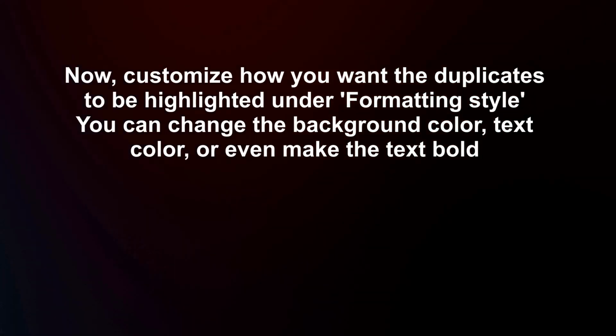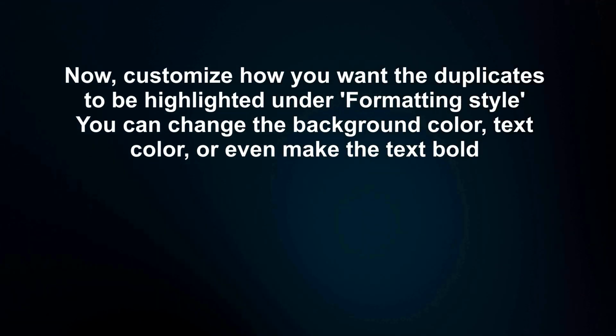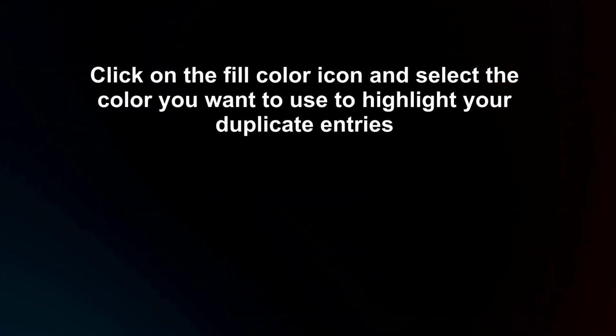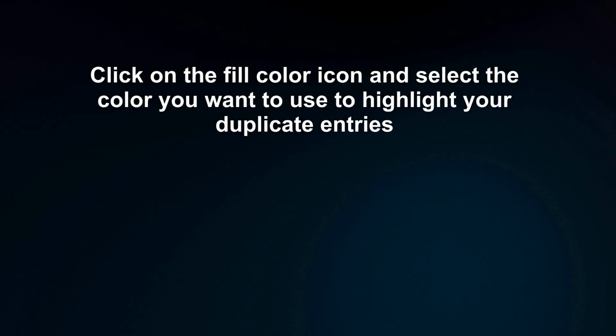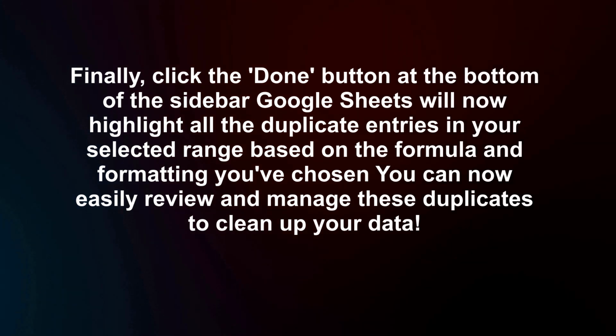Now, customize how you want the duplicates to be highlighted. Under Formatting Style, you can change the background color, text color, or even make the text bold. Click on the fill color icon and select the color you want to use to highlight your duplicate entries. Finally, click the Done button at the bottom of the sidebar.